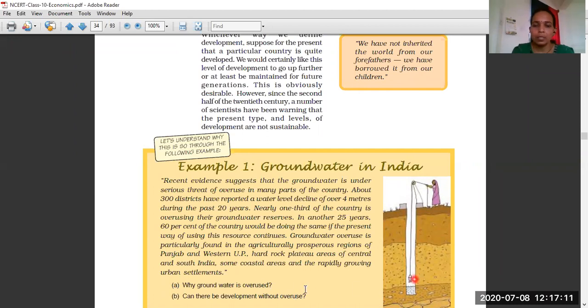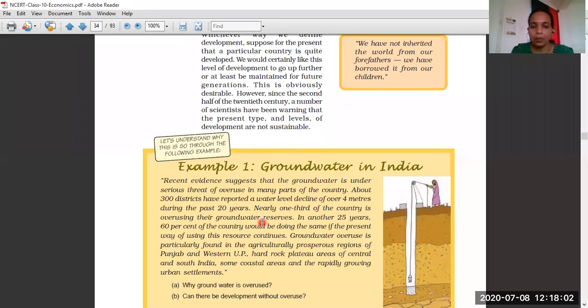Why? What are the reasons for the decreasing groundwater level in India? The example is given here. You study here. Recent evidence suggests that groundwater is under serious threat of overuse in many parts of the country. That is why the level of groundwater is decreasing. About 300 districts have reported a water level decline of over 4 meters during the past 20 years. Only in the past 20 years, the water level has decreased by 4 meters. Nearly one third of the country is overusing its groundwater reserves. It is not just use, it is overuse of groundwater.